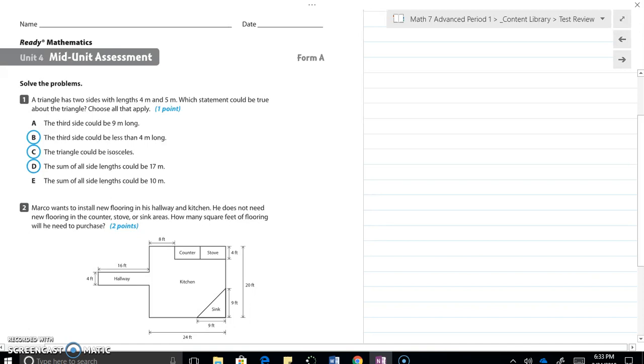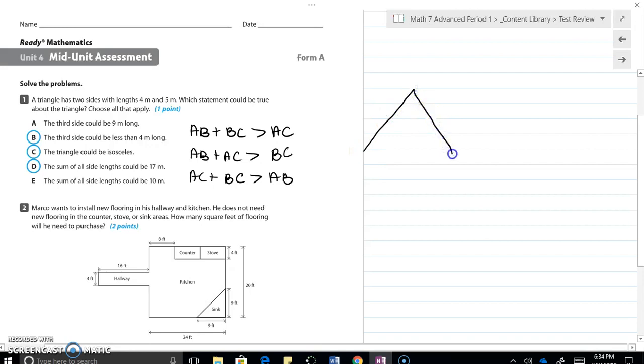The triangle inequality theorem goes as follows. Side lengths AB plus BC has to be greater than AC. AB plus AC has to be greater than BC. And then, which ones have we not done yet? AC plus BC has to be greater than AB. And I'm going to test out the ones that are correct so you can see why they're right using three different triangles. Okay, so 4 and 5.